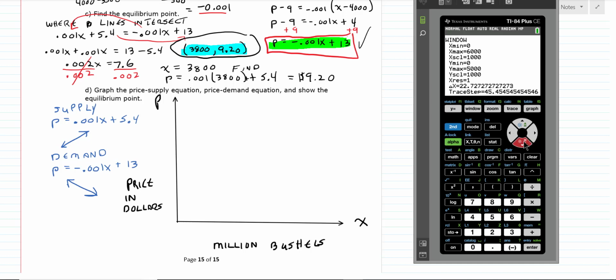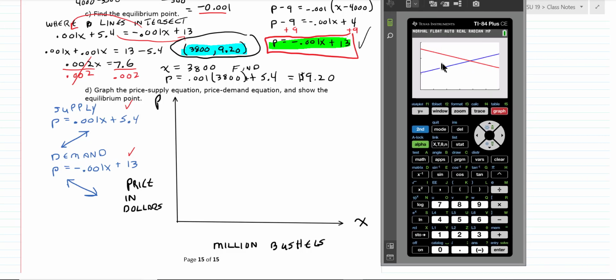Now for your prices, you have to look at these y-intercepts. This y-intercept's 13. This y-intercept is 5.4. So you probably need to make your y-axis go a little bigger than 13. That's what I'm suggesting. So let's just go 0 to 15, maybe scale that by 5. Let's try that approach, and I'll put the window up here. I'm going to graph it, and that's a pretty good looking graph.